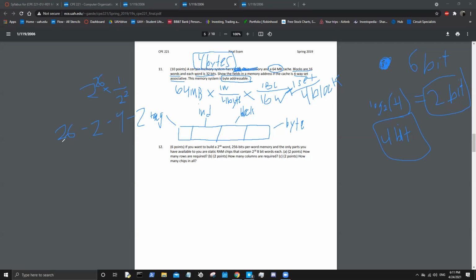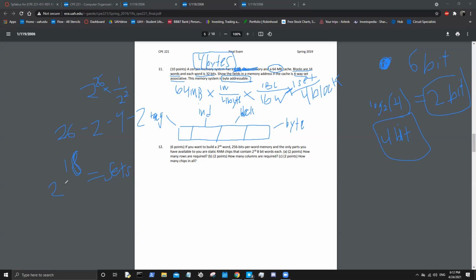This leaves us with 26 minus 8, which is going to be 18, which will be 2 to the 18th, which is equal to the amount of sets we have here. So now this is where it's okay to use log base 2 in order to get the amount of index bits here, because you need to pick between 2 to the 18th sets. So log base 2, where's the calculator? Log base 2 of 18 will give us how many bits we need in order to represent that amount of sets.